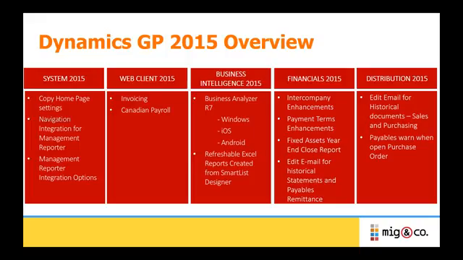Once again, the system-based enhancements for GP 2015 are the copy homepage settings. That's referring to the user setup. This is usually only performed by individuals who are administrators with the GP application. It allows you to copy all of the settings for a particular user, including the homepage settings, the quick links, business analyzer, their security roles.